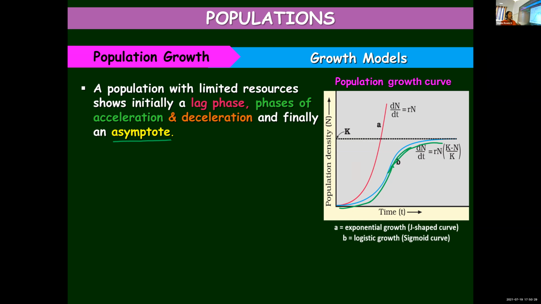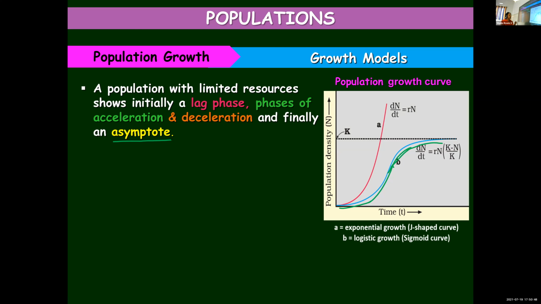Carrying capacity is the maximum possible growth, beyond which no more growth can take place. So it will not cross. That asymptote is a line which it appears to touch but will not.